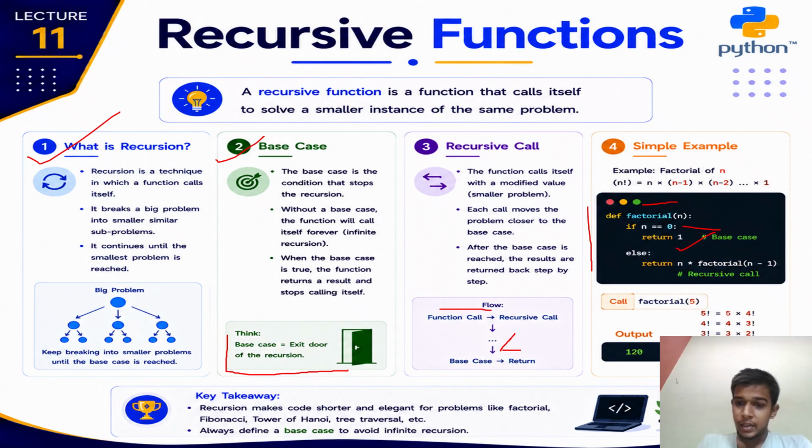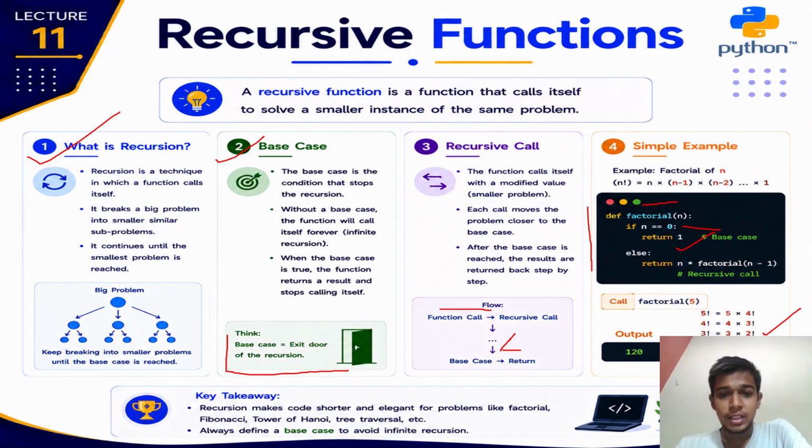Here it is 5 into factorial of 5 minus 1, which is 4. Then it becomes 4 into factorial of 3. Then it becomes 3 into factorial of 2. Then 2 into factorial of 1. Then 1 into factorial of 0. And at last it is 0, so it returns 1, which is the base case.